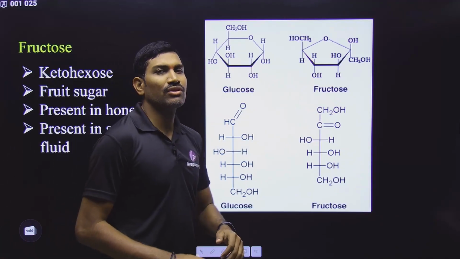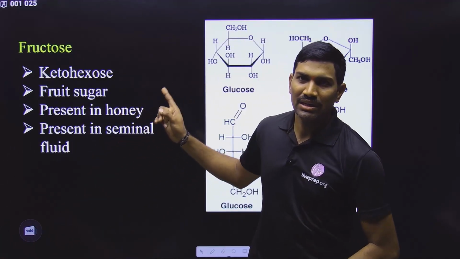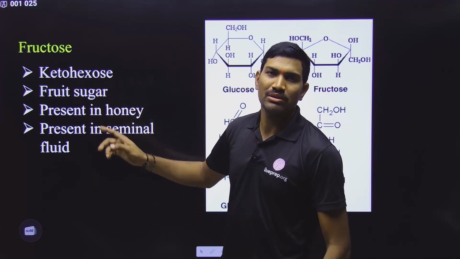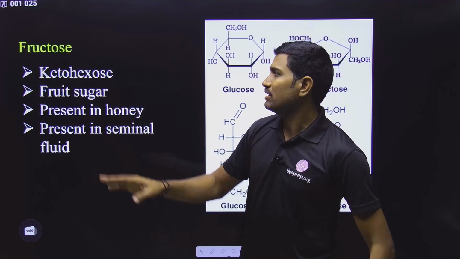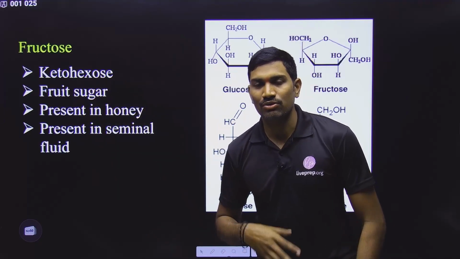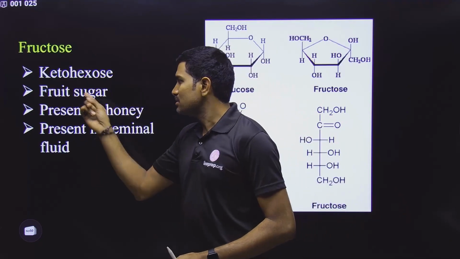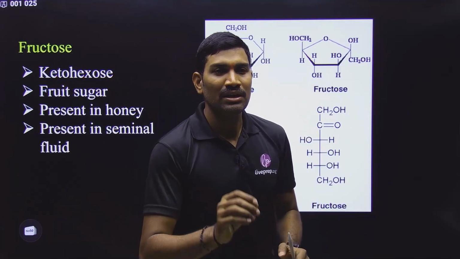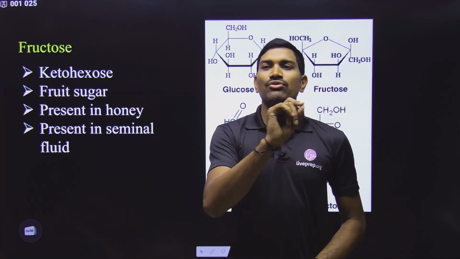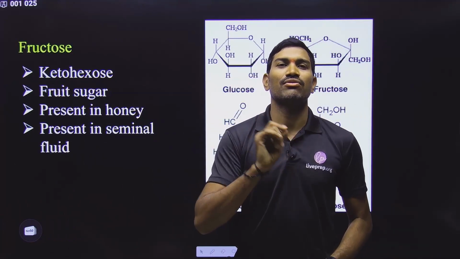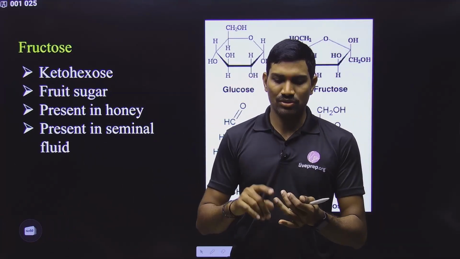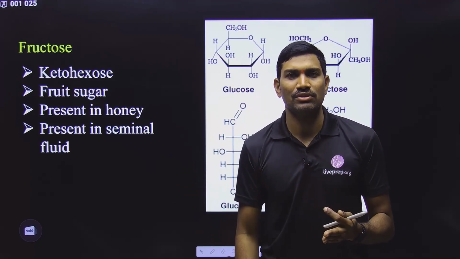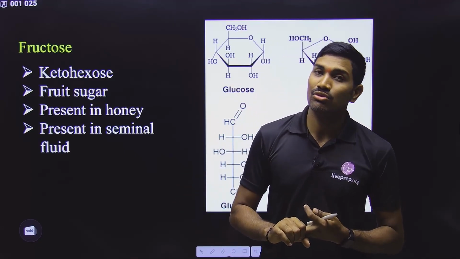Next one is regarding fructose. Fructose is a 6 carbon containing ketose sugar, and it is also called a fruit sugar because a majority of the fruits have this fructose. That's why fructose is called a fruit sugar. But since it is called fruit sugar, some students make a mistake here. Observe carefully. Suppose they ask which of the following sugars fruits contain, and they give glucose, fructose, sucrose, all of these. Then you should go for all of these.